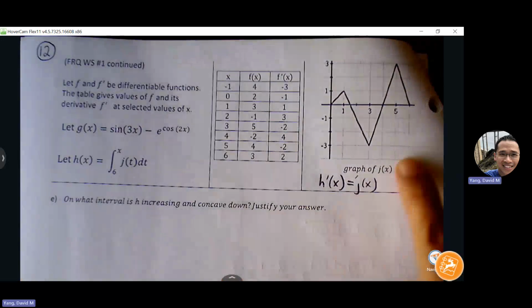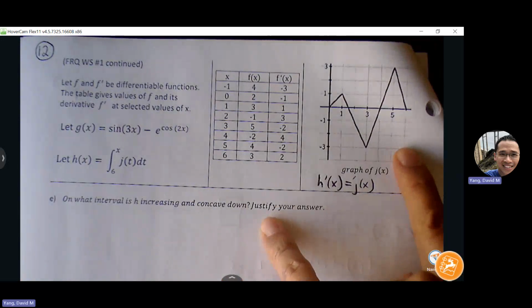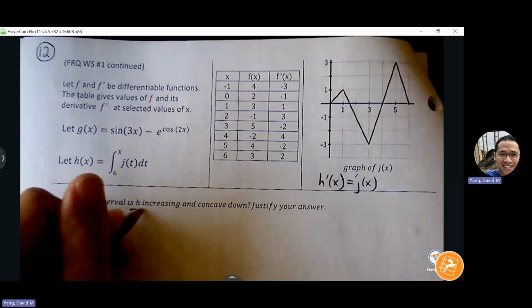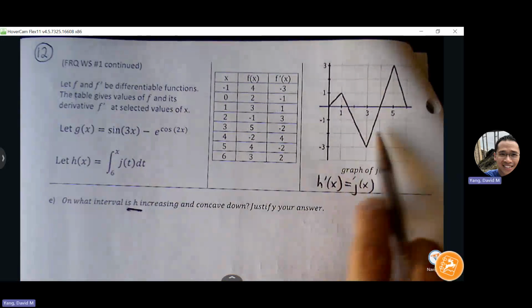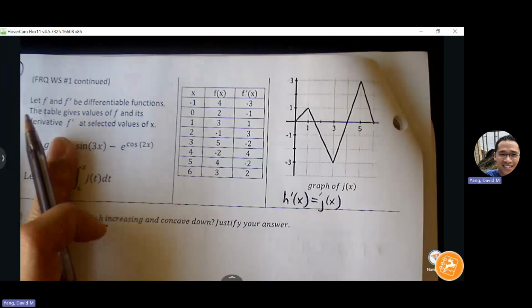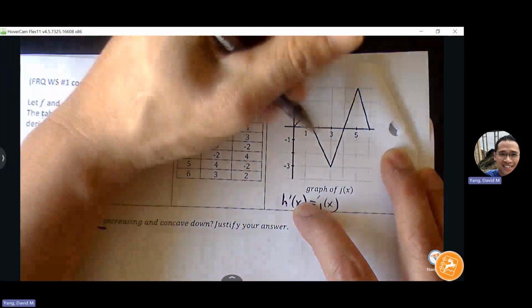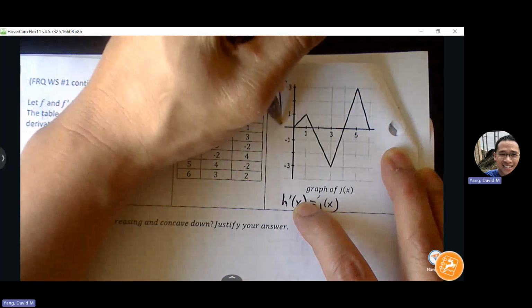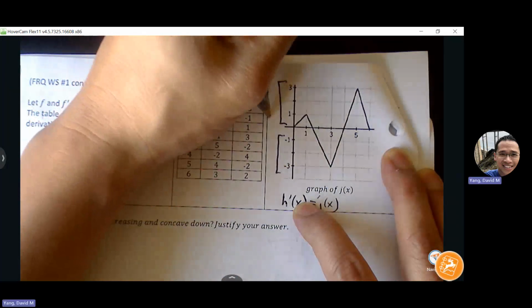So this is basically the what? We're looking at the what of H? Derivative, yeah. So this is the derivative graph. So we just do everything that we do from a derivative standpoint. So this is our derivative graph. Let's label. You don't have to label, but I find that to be helpful.